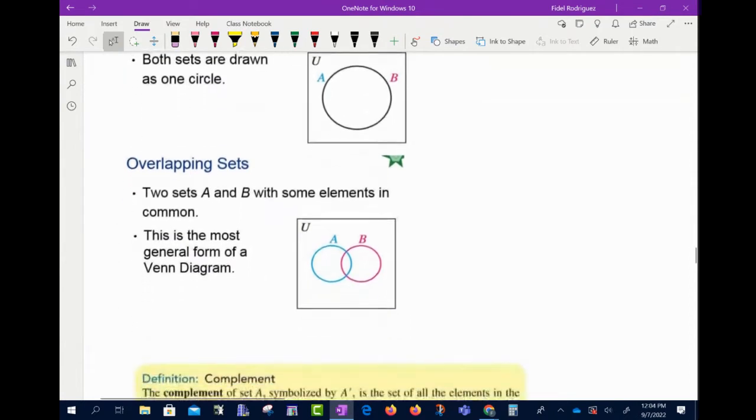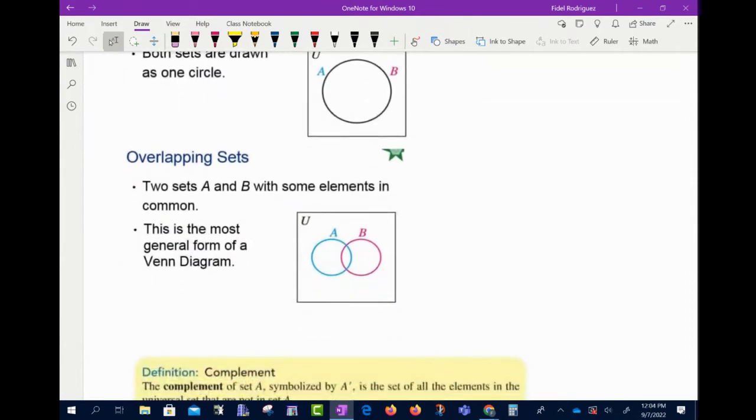And then overlapping sets. Overlapping sets look like this. So there is some overlap. There's something that both A and B have in common. It can be one element, it can be one thing, it can be like 90 things, okay? As long as they have some stuff in common, then we say they're overlapping sets, okay? And this is how we draw overlapping sets. So you can see the circles for A and B overlap each other, right?